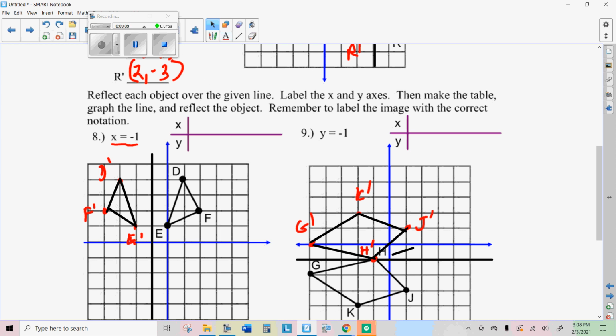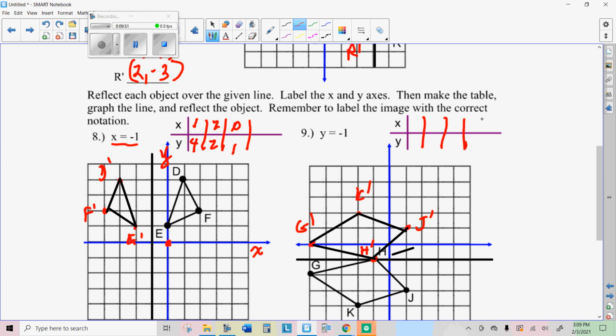The other thing we are going to do here is create a table to write down our original points. There are 3 points: point D, E, and F. Point D is, now remember this is the x-axis, this is the y-axis, this is the origin right here, so we're going from there, not my black line. So D is 1, 4. F is 2, 2. And E is 0, 1. Go ahead and put the original points here.